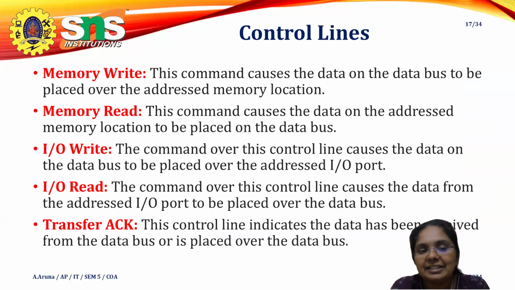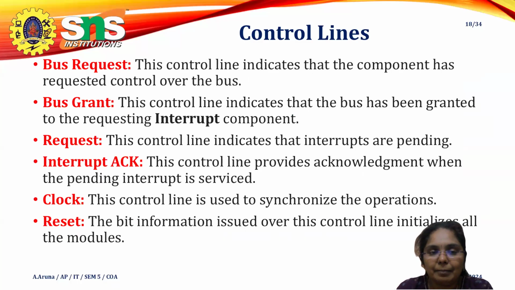Your control lines can be a memory write. Memory write is the command that causes the data on the data bus to be placed on the addressed memory location. The second is memory read, where the data on the addressed memory location is placed on the data bus. Then IO write, which is used for addressing IO ports, and IO read. We also have a transfer acknowledgement. This control line indicates that the data has been received from the data bus or has been placed on the data bus.